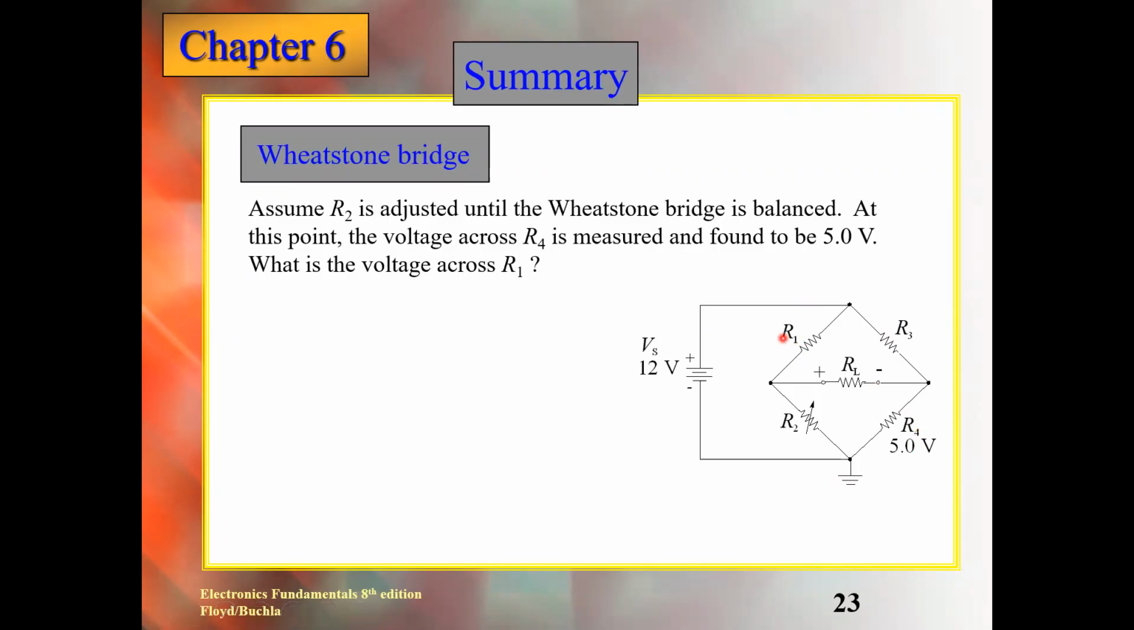So how can we calculate the voltage across R1? What are the given things to you? You are given that the bridge is in the balanced condition. You are given V4, which is 5 volts. So how can we calculate this one, the voltage across R1? What do you think?